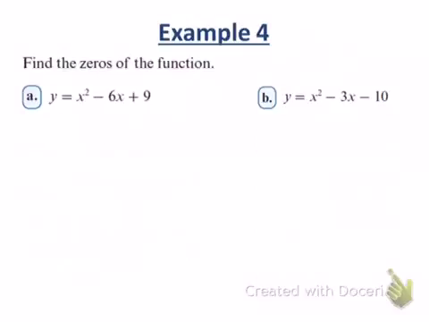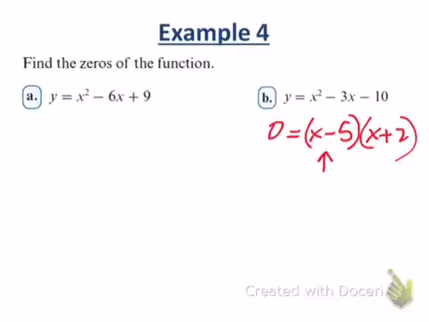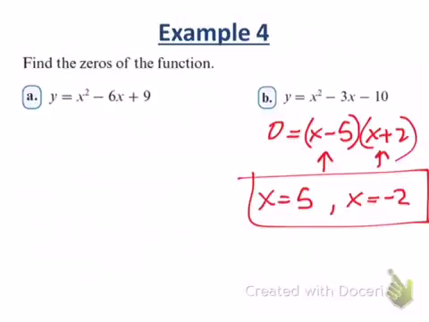The zeros are the x-intercepts, and the x-intercept occurs where y equals 0. Can I factor the right side? Yes. What is the factorization of x squared minus 3x minus 10? x minus 5 times x plus 2. What value would make this 0? 5. x equals 5. And what makes this 0? Negative 2. x equals negative 2. Those are my two x-intercepts.